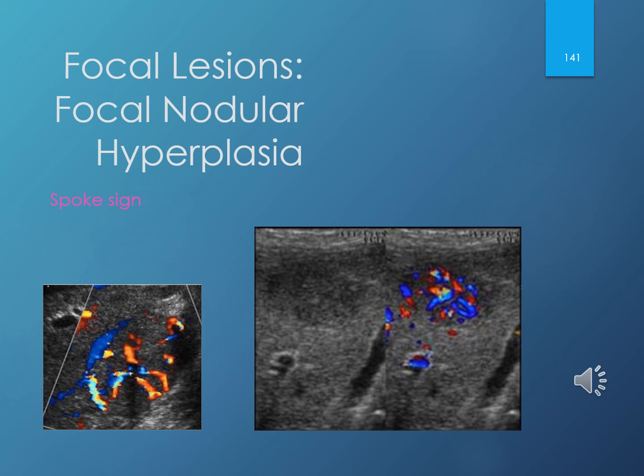Color Doppler may show peripheral and central blood vessels that go into that focal nodular hyperplasia lesion, and it'll look like the spoke sign.